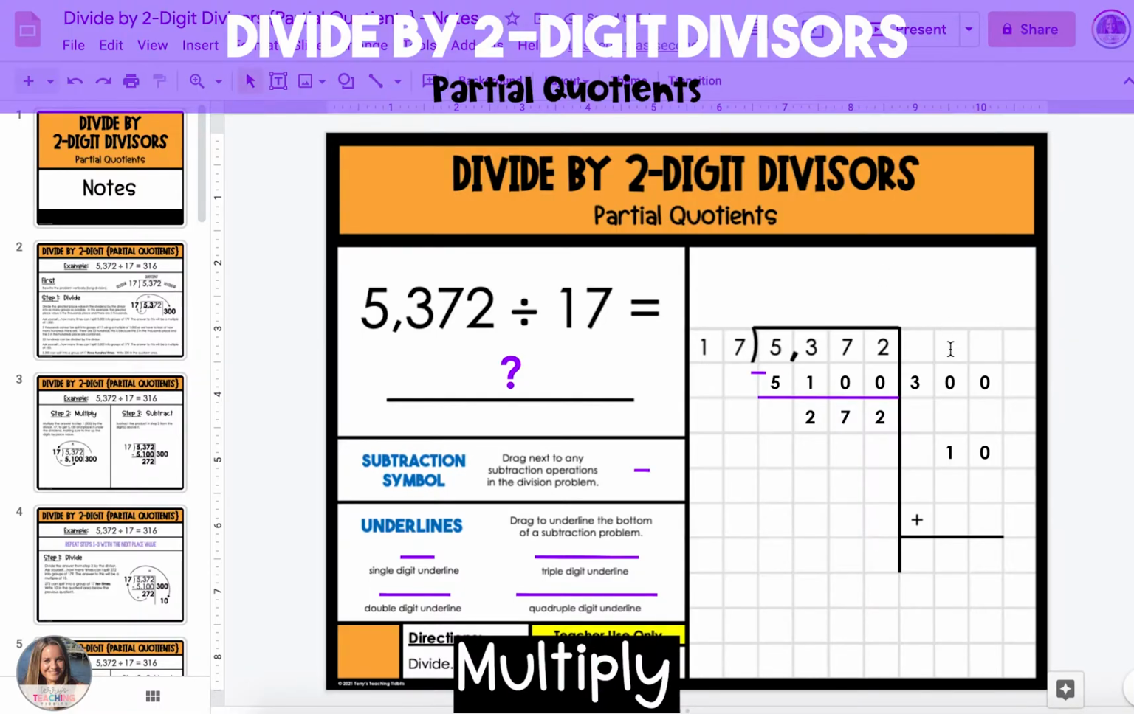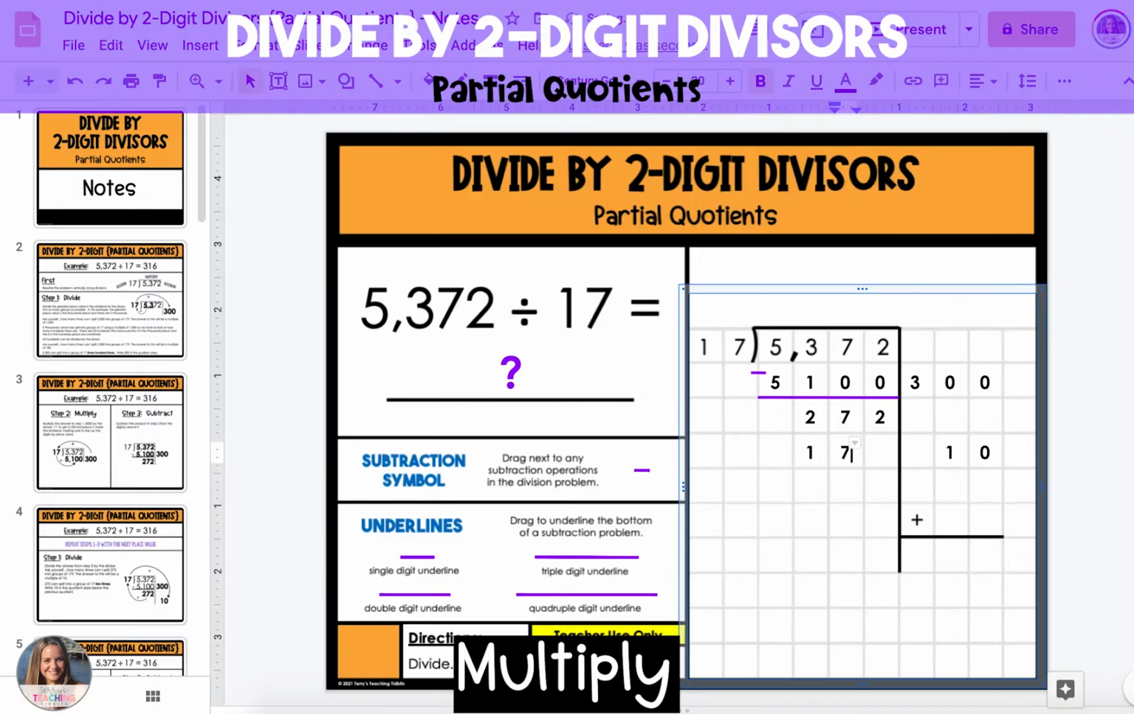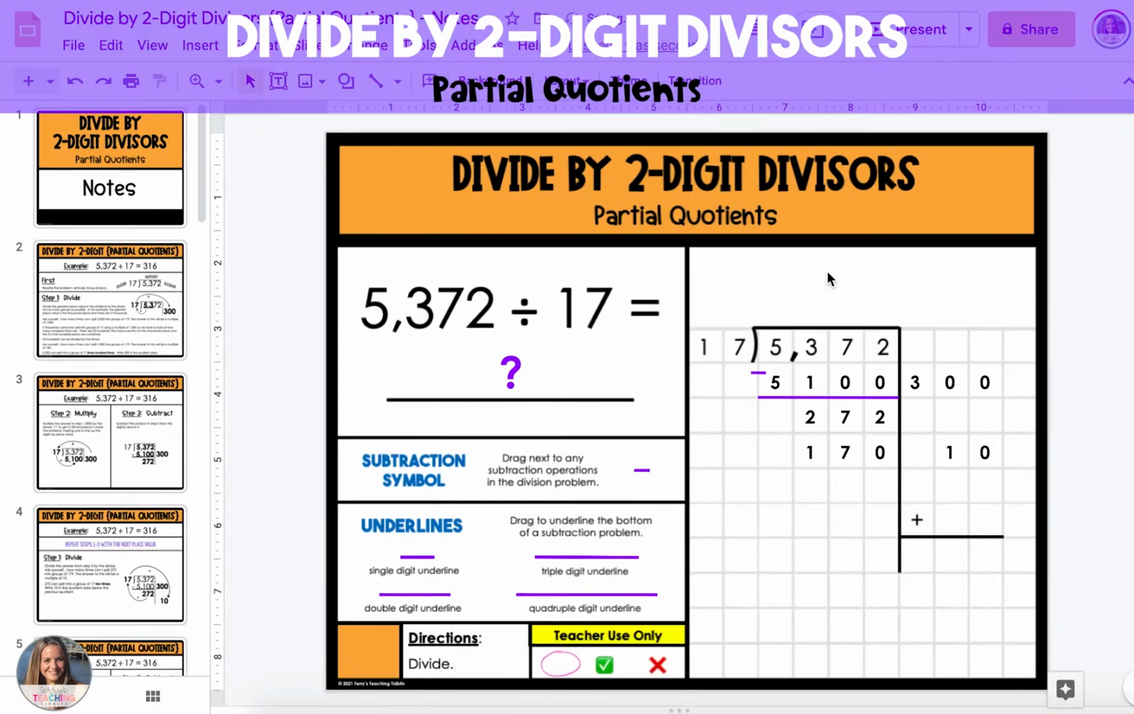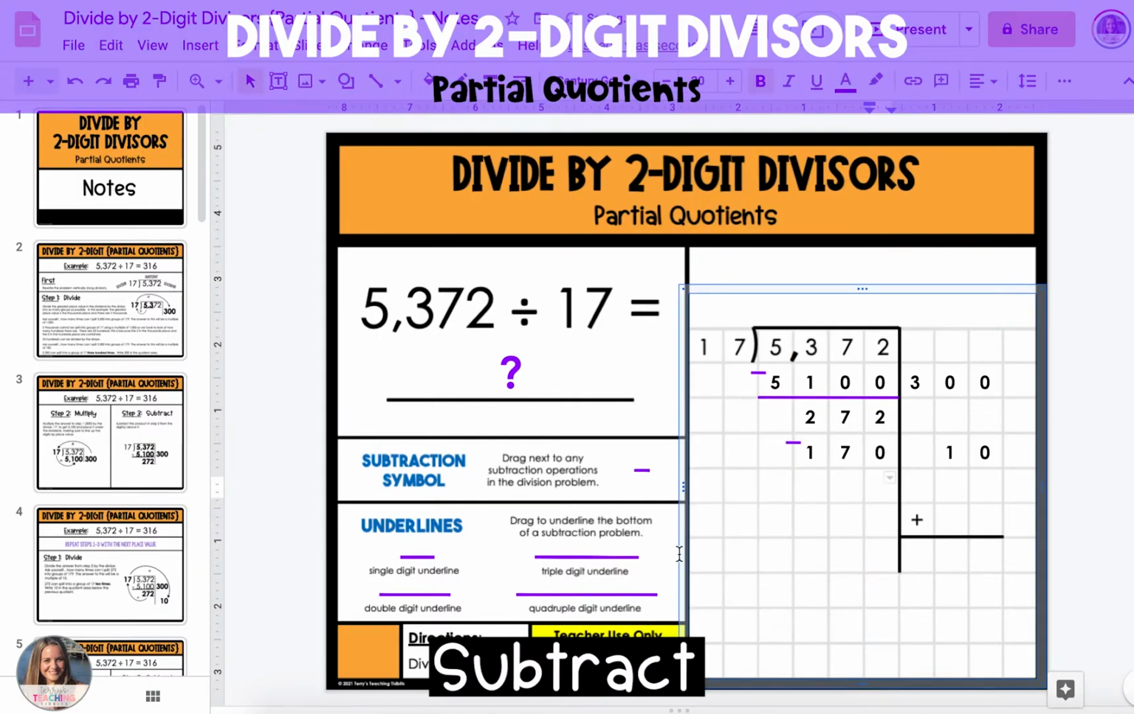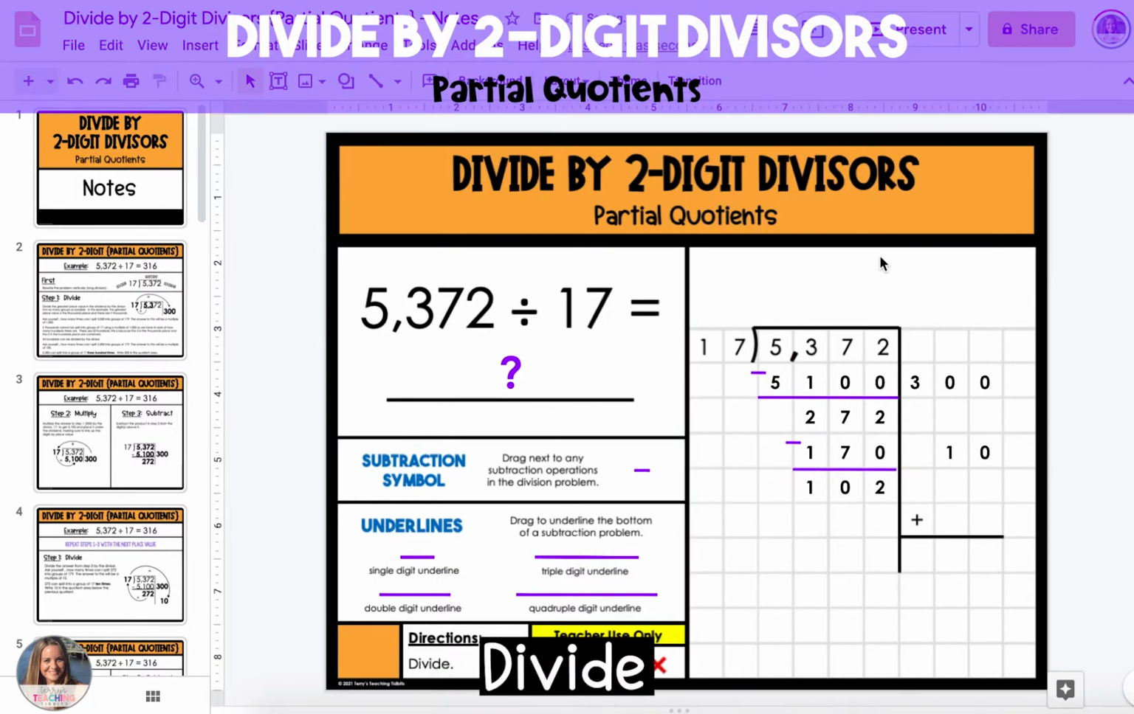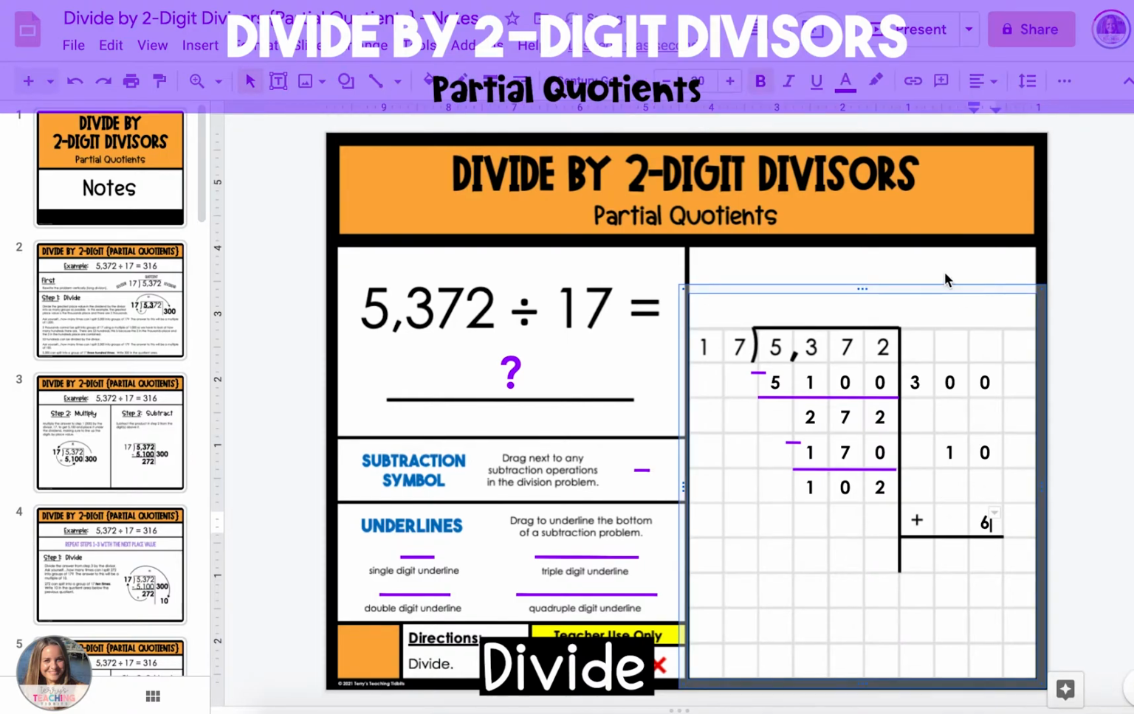Next, multiply 10 by the divisor 17 to get 170 and put it under the 272 in the dividend. Next, subtract 272 minus 170 is 102. Now divide 102 by 17. You may need to work this out on scratch paper, but 102 divides by 17 6 times. Put the 6 in the quotient area, lining it up by place value.